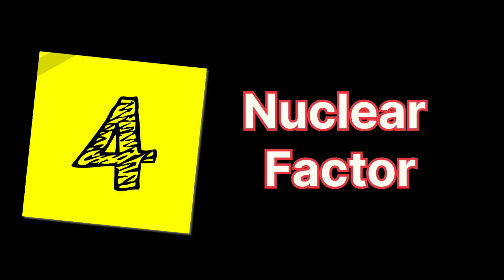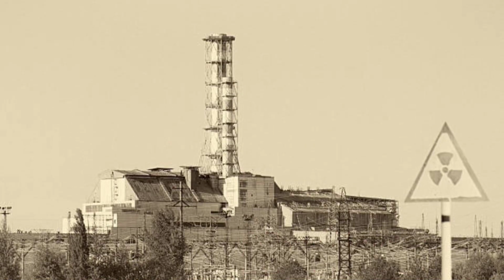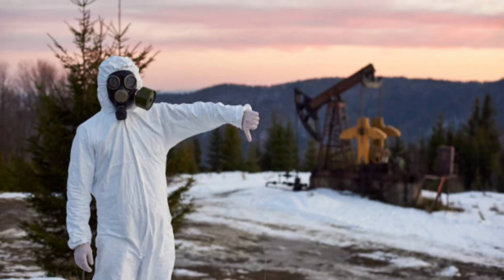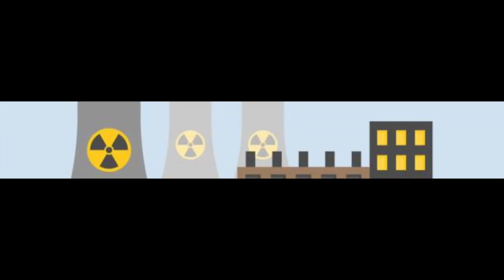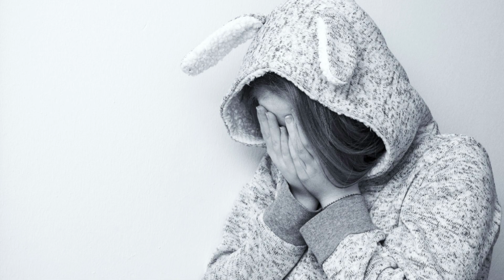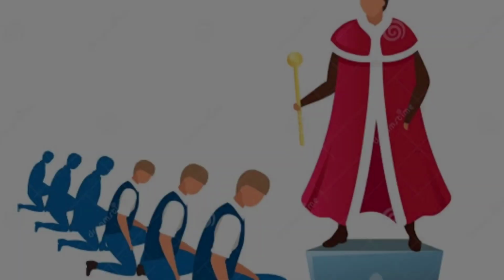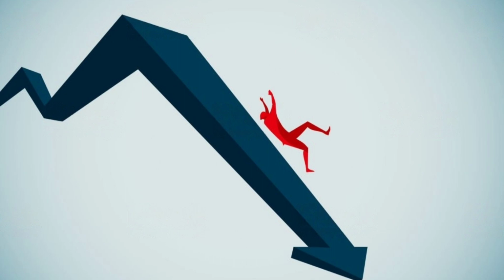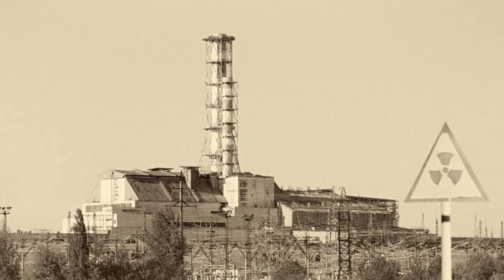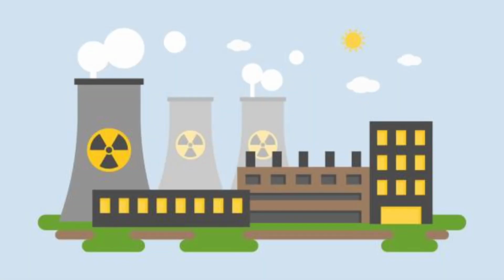4. The nuclear factor. The Chernobyl nuclear disaster in 1986 exposed critical flaws in the Soviet Union's nuclear program, further undermining its credibility. The secrecy surrounding the accident and the inadequate response damaged both the Soviet government's reputation and the perception of its competence. Internationally, the Chernobyl incident raised concerns about nuclear safety, straining the Soviet Union's relations with other nations.